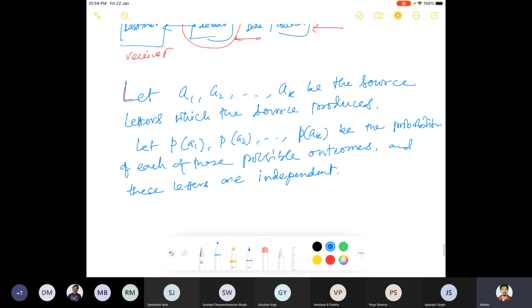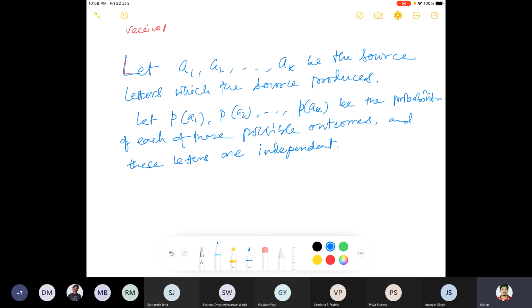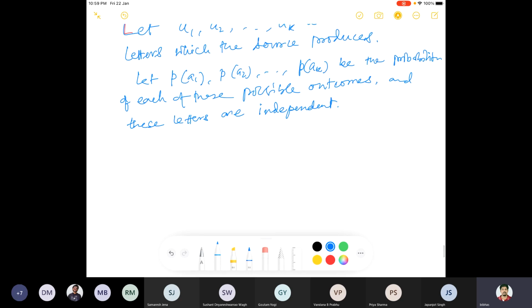We'll also make another assumption, which is also not close to reality. This is the assumption of what we call memoryless sources.